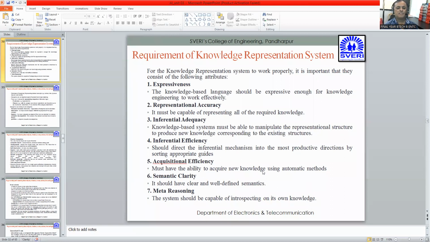Meta reasoning: the system should be capable of introspecting on its own knowledge. Meta reasoning is quite a hot topic as far as AI is concerned, because it deals with the introspection of its own knowledge, whatever it has achieved, whatever it has learned. And because of introspection, we find AI systems to be very foolproof and to keep on improving.